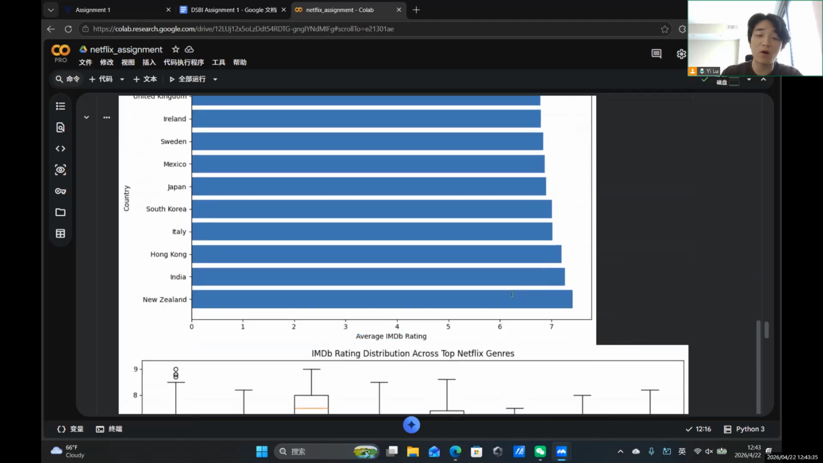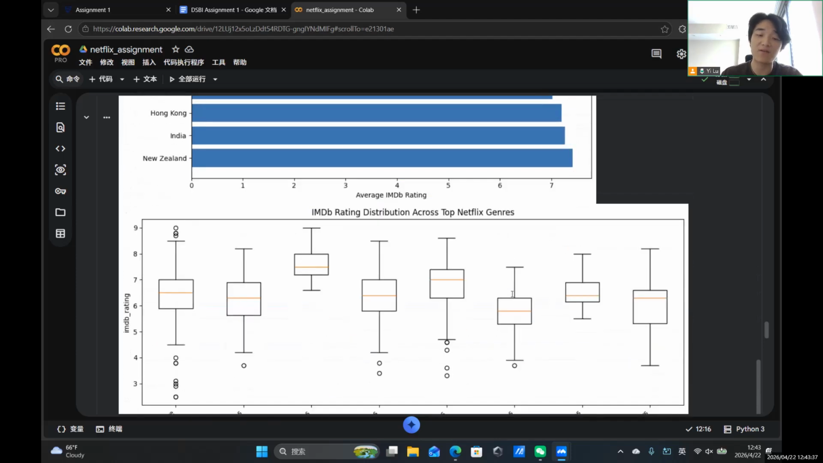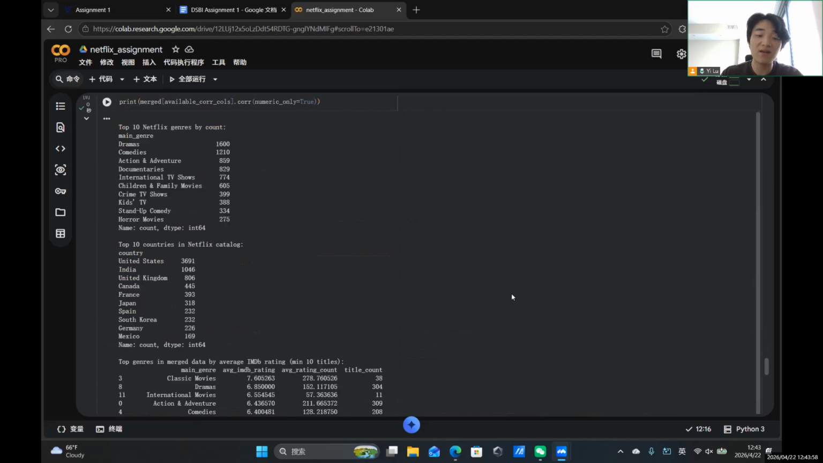In the matched movie sample, average IMDb ratings differ across genres. Drama performs strongly on average, while some high-volume genres such as comedy and action do not always have the highest ratings. This suggests that the largest categories are not always the strongest categories in terms of audience appeal. I also found differences across countries. The United States dominates in size, but some other countries also show solid average ratings. This suggests that regional content strategy may matter more than simply producing more in the biggest market.